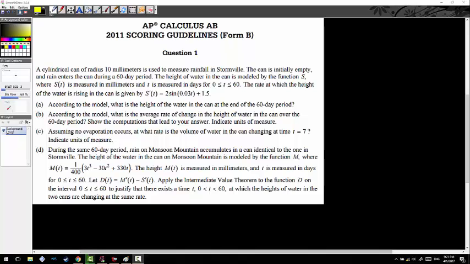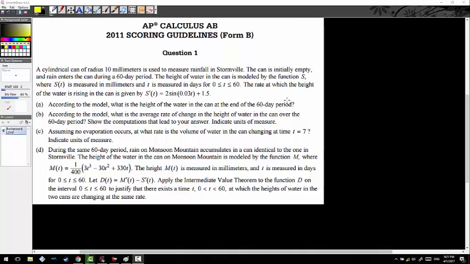The height of the water is modeled by the function s, where s of t is measured in millimeters and t is measured in days from 0 to 60. The rate at which the height of the water is rising in the can is given by this s prime function. So again, we're given a rate right here. Okay, so just keep that in mind. This is a rate. And it says, according to the model, what is the height of water in the can at the 60-day period?